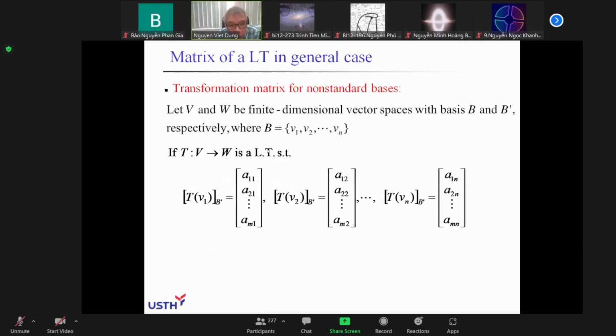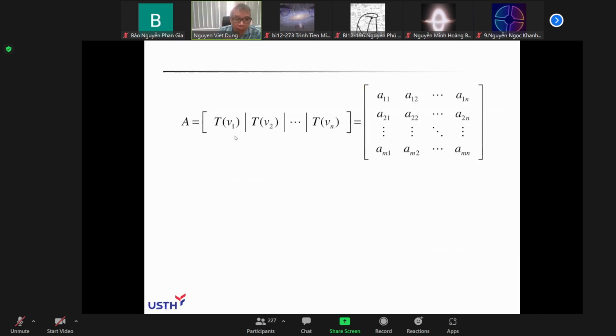And we do it with n vectors V1, V2, up to Vn. We get n columns here. Now we put them side by side. We get an m by n matrix here.